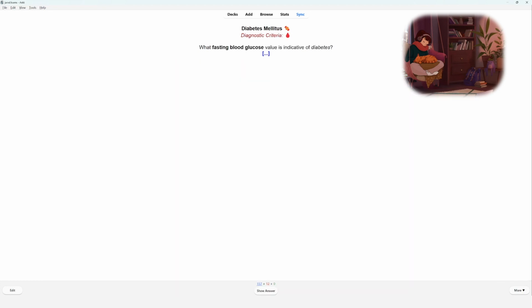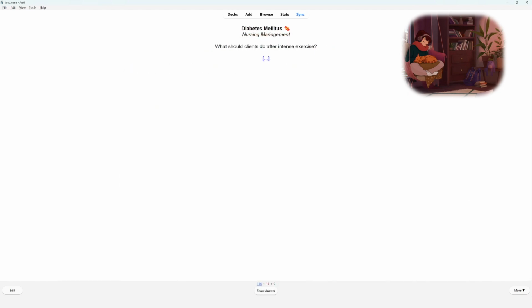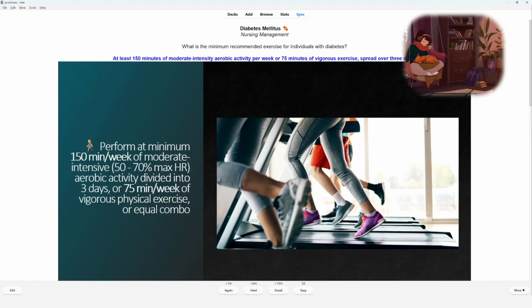Okay. What fasting blood glucose is indicative of diabetes? Over 126. What should clients do after intense exercise? Monitor their blood glucose for 24 hours following. What is the minimum recommended exercise for individuals with diabetes? 30 minutes a day, 5 days a week, 150 minutes. At least 150 minutes of moderate intensity aerobic activity per week, or 75 minutes of vigorous exercise. It's better over 3 days.